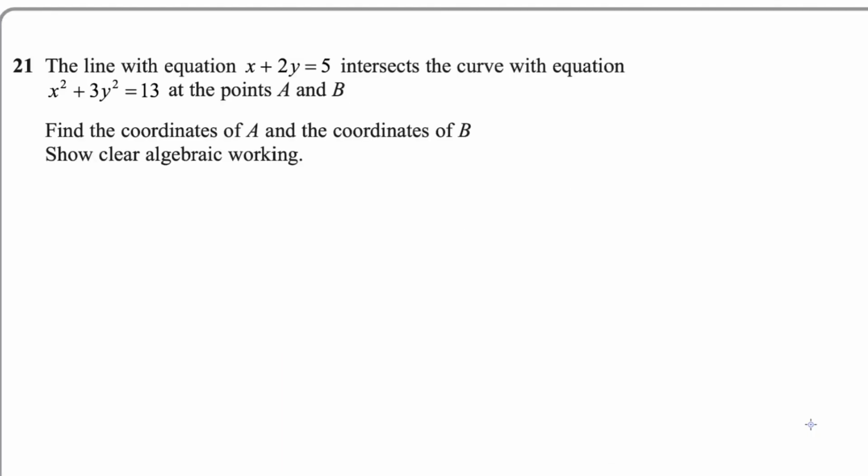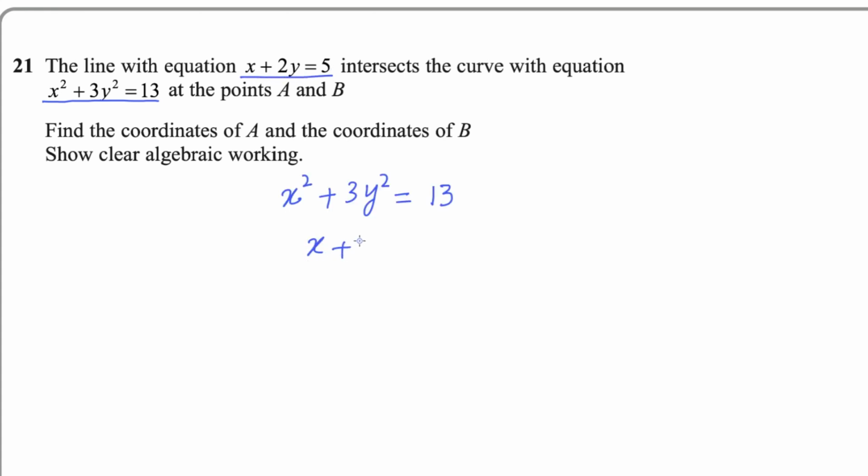The line with the equation x plus 2y equals 5 intersects the curve with equation x squared plus 3y squared equals 13 at the points A and B. Find the coordinates of A and the coordinates of B. Show clear algebraic working. This question is much easier. We will solve these two equations simultaneously. This is a quadratic equation and this one is a linear equation.